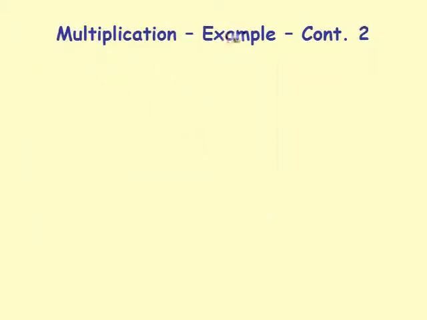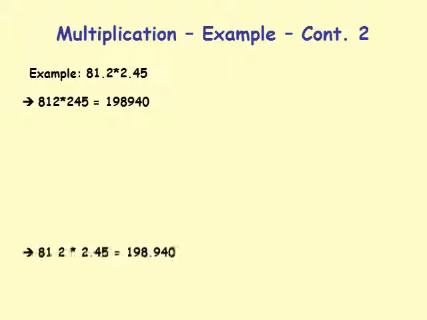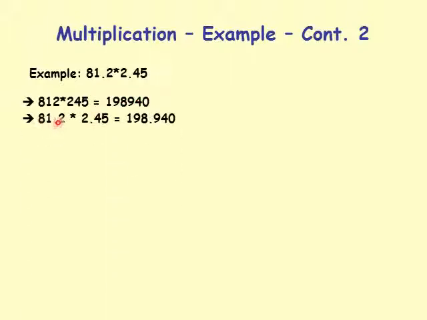Continue with the multiplication example. So 81.2 times 2.45. We already did it. First we did 812 times 245, which was 198,940. Then we say the number of digits to the right of the decimal in the result is 3 here. So we say 81.2 times 2.45 must be 198.940. Okay, 198 decimal point 940.